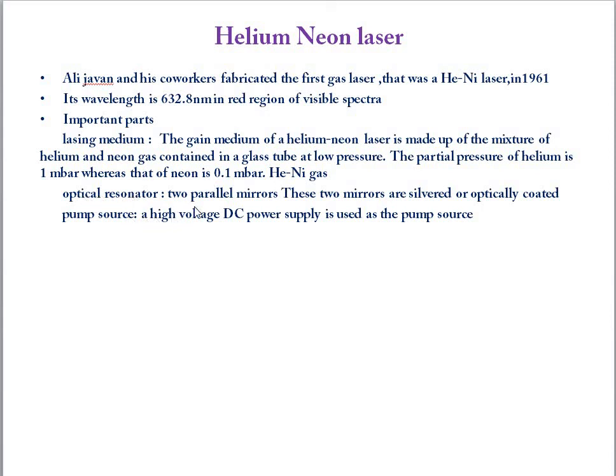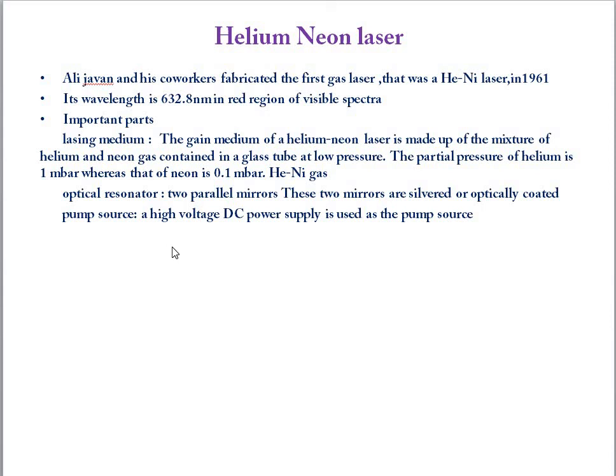And the optical resonator is two parallel mirrors. These two mirrors are silvered at both ends, but both are not silvered in equal amount. One side is more silvered, but the other side is partially silvered. So these two mirrors are silvered, or we can call that optically coated.